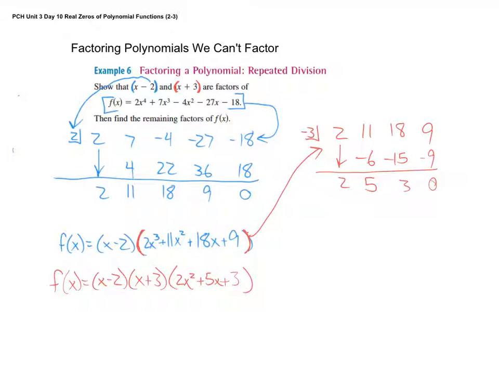All right, so now we know that f of x equals this. And notice, now we've got a quadratic, and you guys are really good at factoring quadratics. So our final answer, if we're going to factor this completely, would be x minus 2 times x plus 3 times 2x squared plus 5x plus 3. But let's factor that.